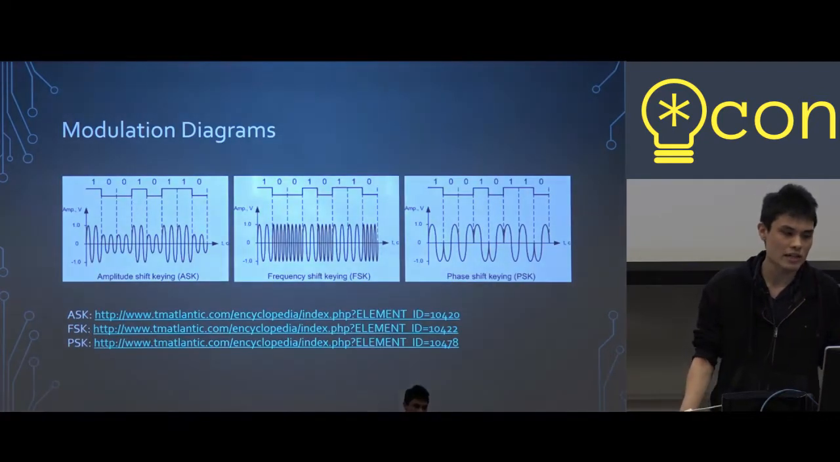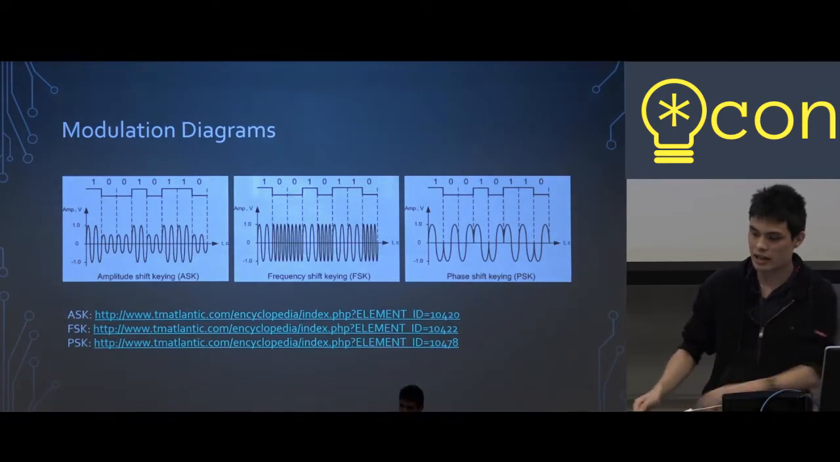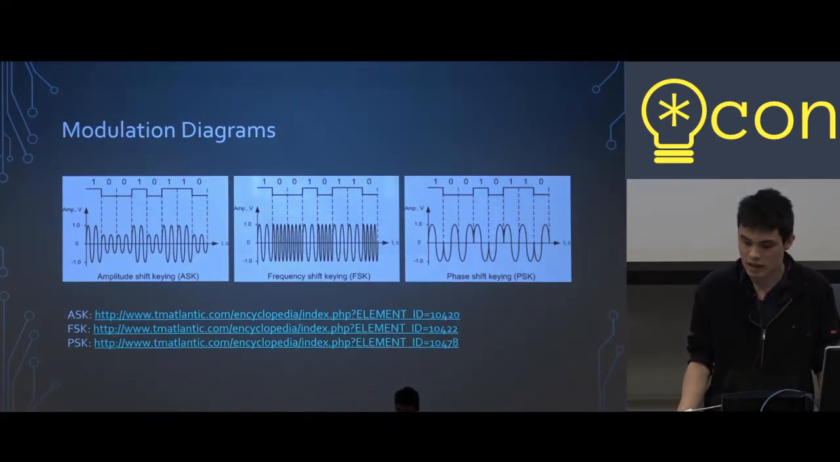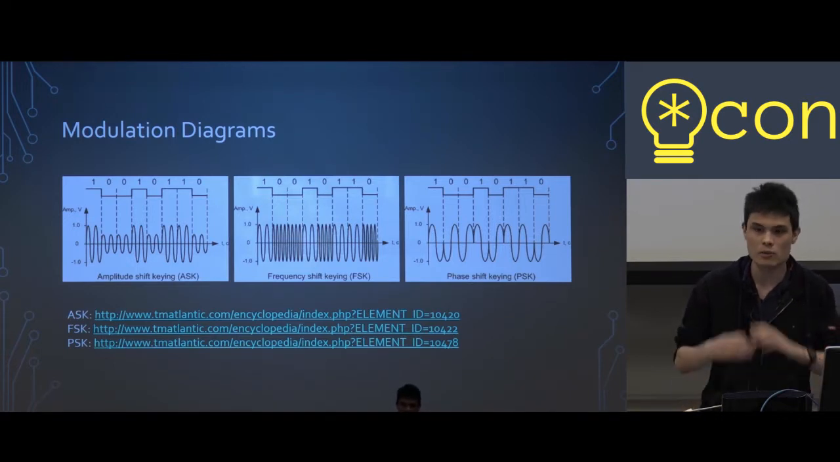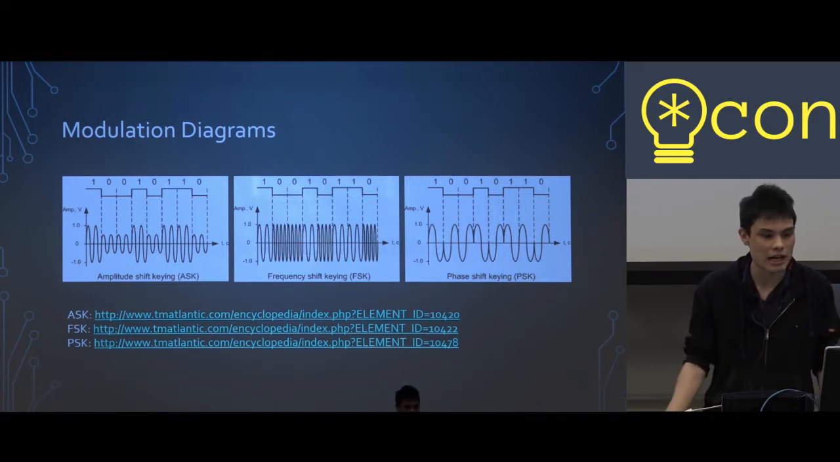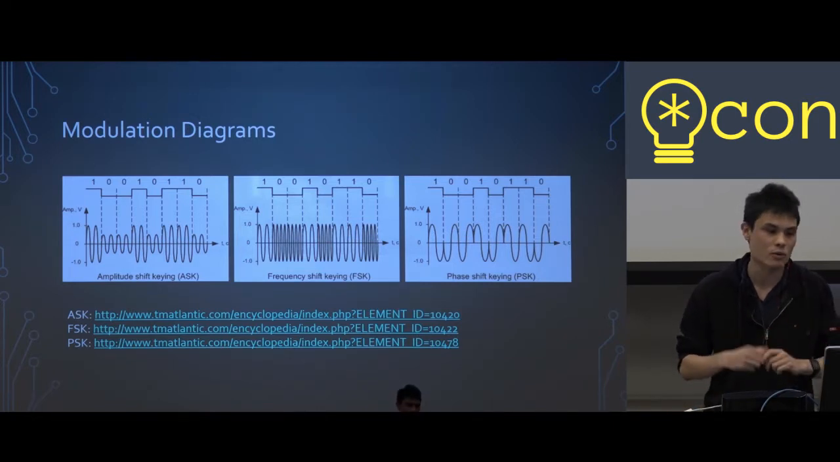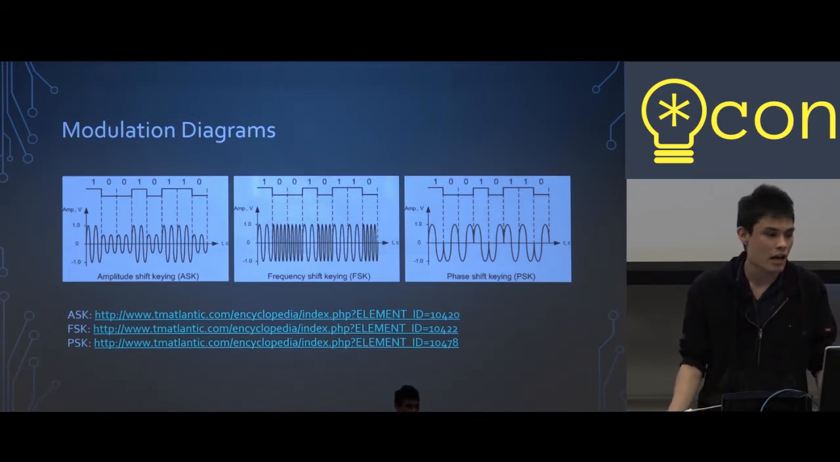So here are 3 diagrams. On a digital system, what we are doing is called keying because we're sending a binary string. And so the leftmost picture is amplitude shift keying. When we're sending a 1, we send a higher amplitude, so we change the carrier wave to have a higher amplitude. And when we're sending a 0, we just send the carrier wave.